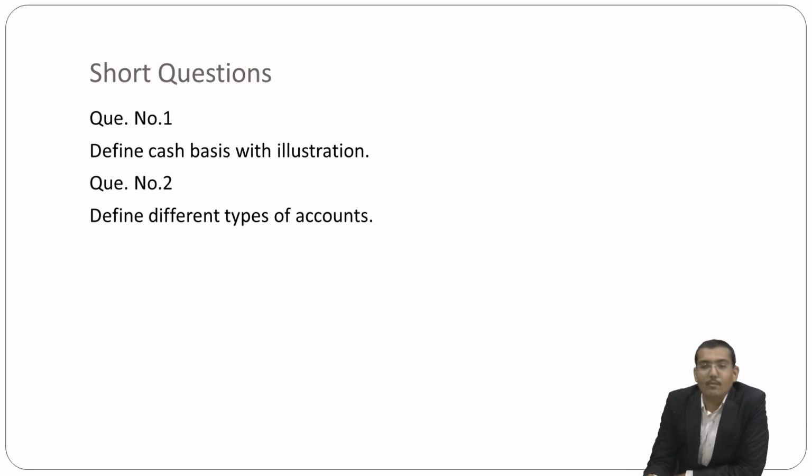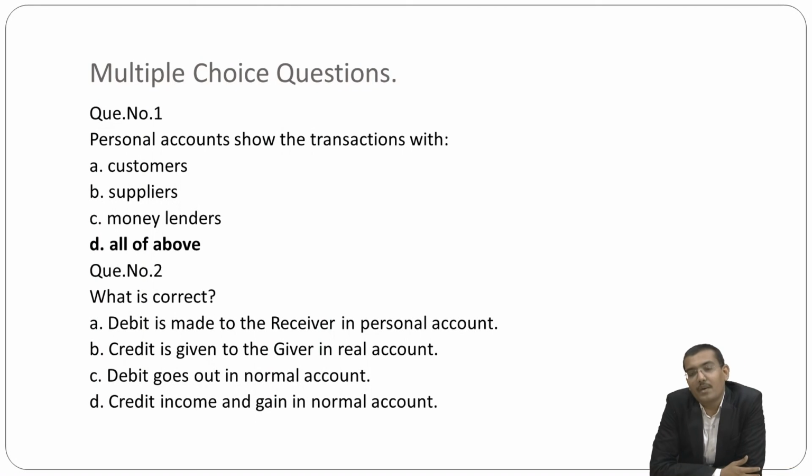Okay, my dear friends, then move to the multiple choice questions. The first multiple choice question is: the personal account shows the transaction with what, my dear friend? Customers, suppliers or money lenders. So the answer is all of the above. Then the second question is: what is correct among the following? First, debit is made with the receiver in a personal account. Second, credit is given to the giver in a real account. Third, debit goes out in a nominal account. Then, credit income and gains in a nominal account.